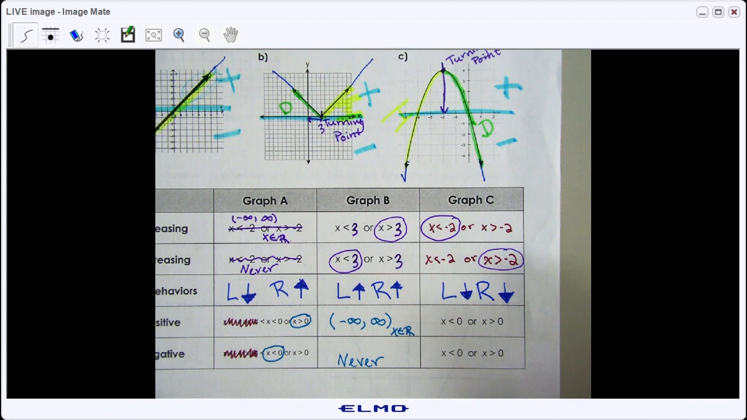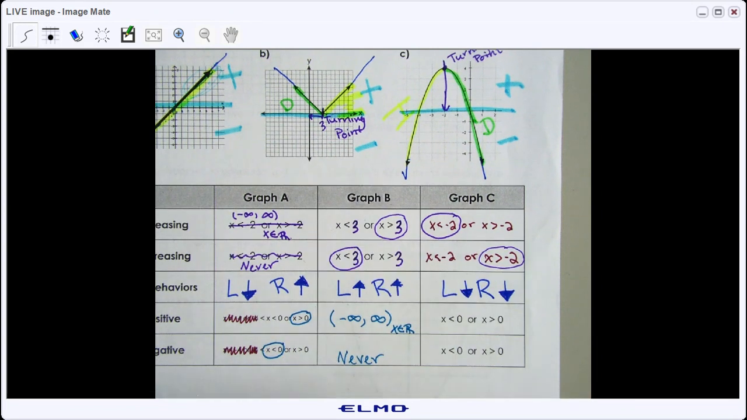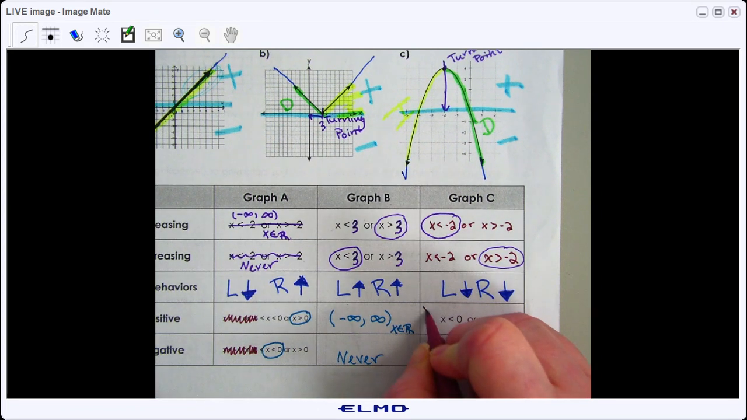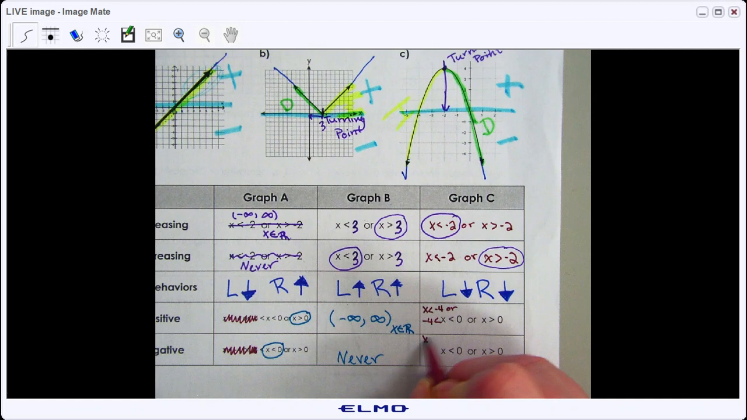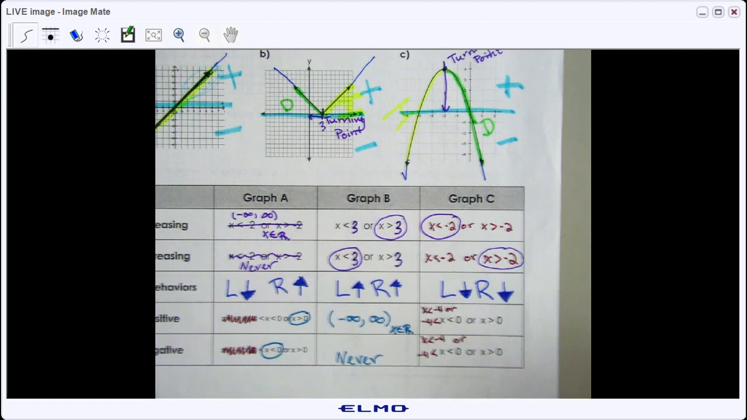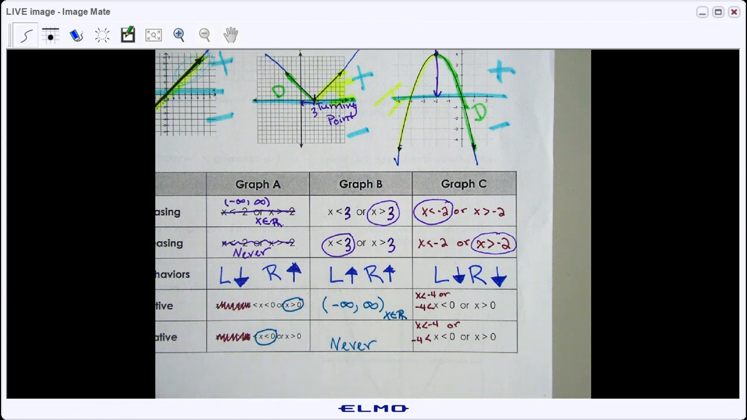All right. So we got to fix this inequality here. So x is less than negative 4, or negative 4 is less than x is less than 0. So you got to fix it. Add x is less than negative 4, or, and then add a negative 4 is less than x to that first part. And the rest of it stays the same.